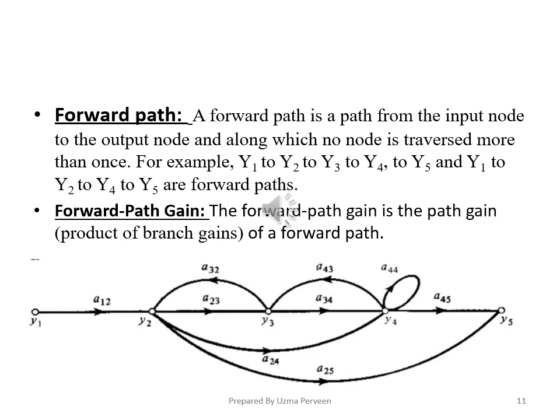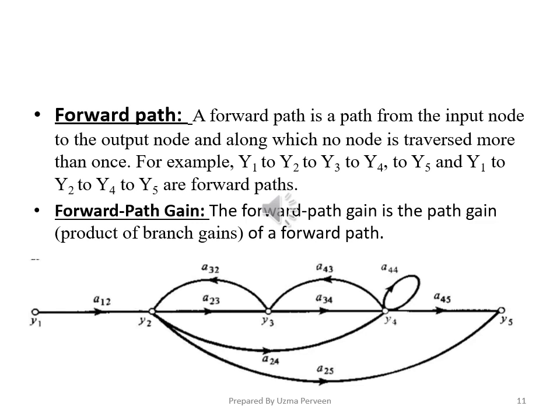Like one we have from node y1 to y2, y2 to y3, y3 to y4, y4 to y5. This is a straightforward path from input y1 to output y5 along which no node is traversed more than once. And the forward path is y1 to y2 and then y2 to y4 and then y4 to y5. This is another example.